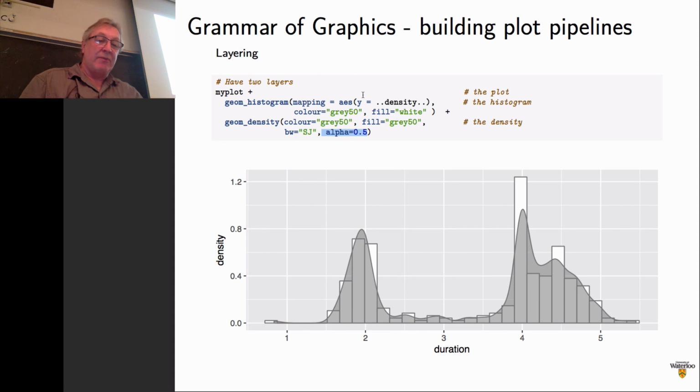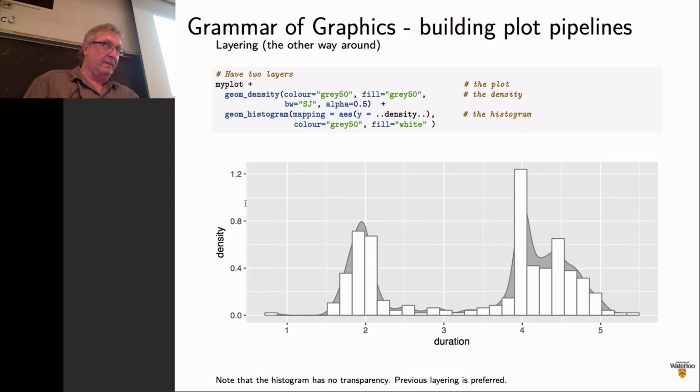So what do you suppose would happen if I reverse that order? If I had my plot plus geom density plus geom histogram. Same thing? The histogram is going to be on top. Is the histogram transparent? No. So it's going to look like that. So the ordering of the layers matters, and you have to think about what you can see through and what you can't see through. It's not unlike many graphics systems that you've worked with where you get layers, whether that's PowerPoint or Keynote or what have you.